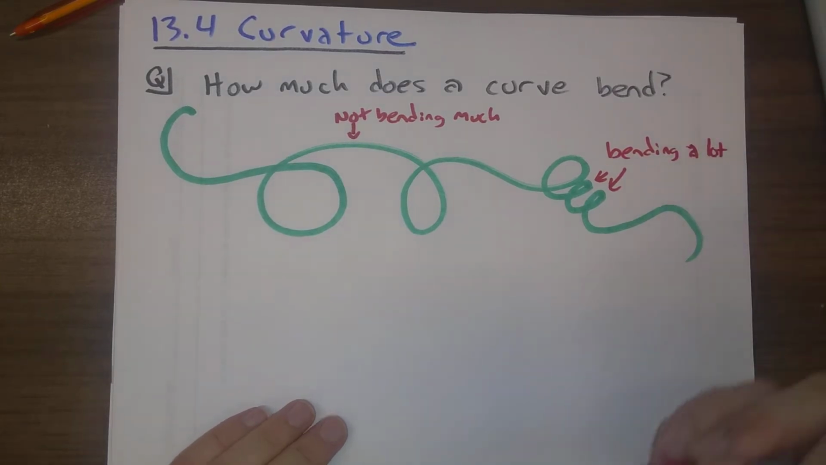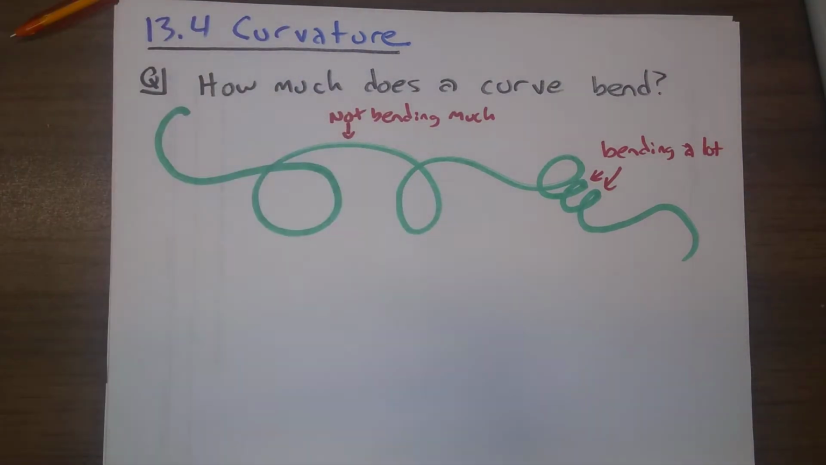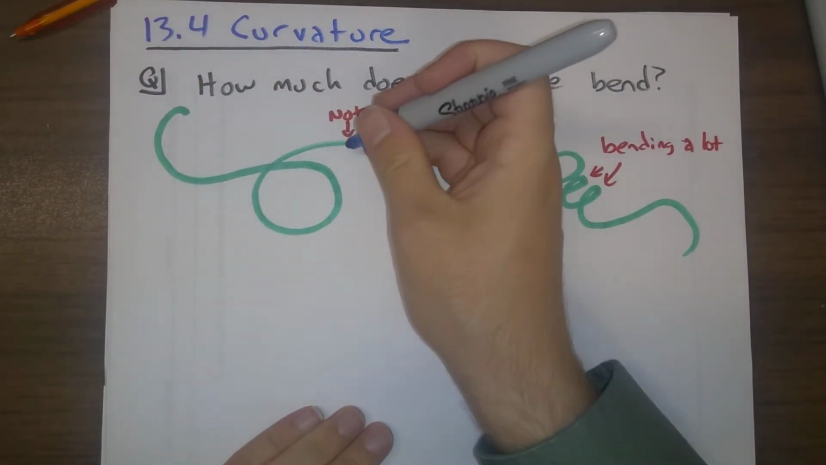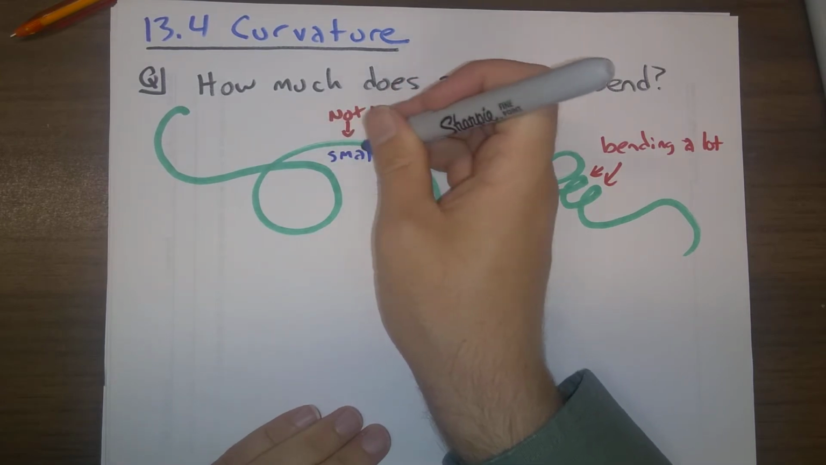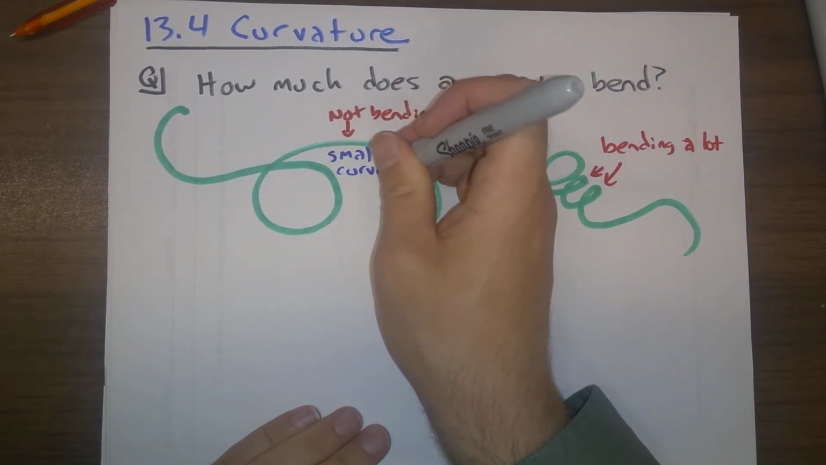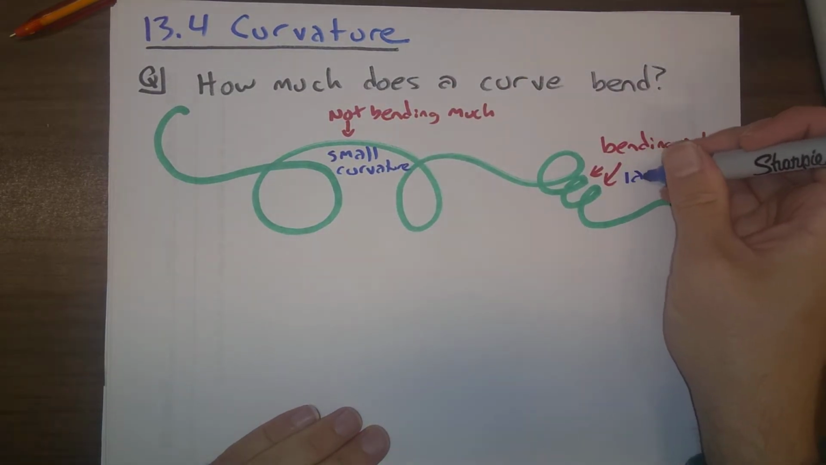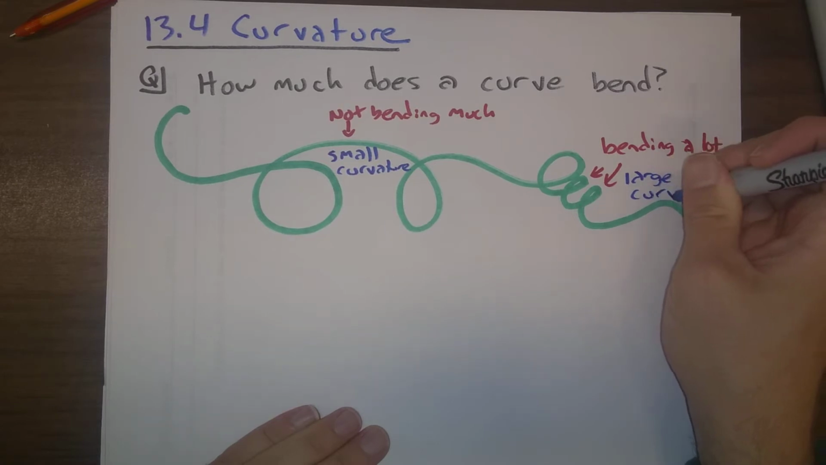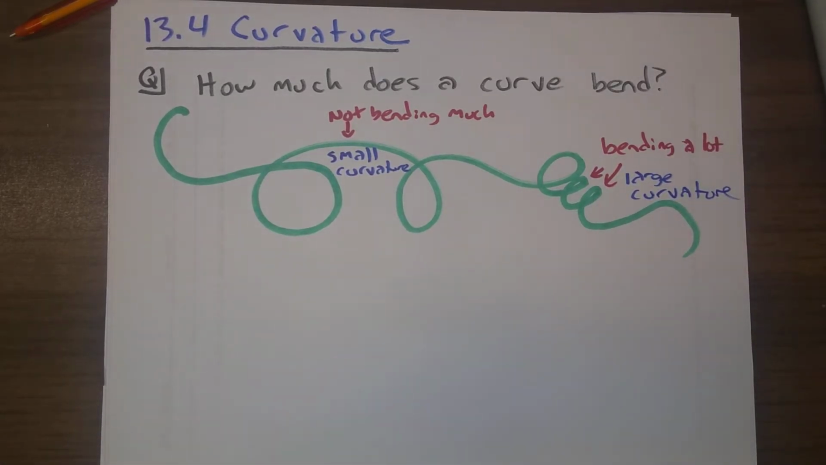And so somehow we want to try to quantify this, and we're going to quantify this through the notion of curvature. Along this stretch, this is going to have small curvature, and here we want the curvature to be large. So we want to think about how to measure this.